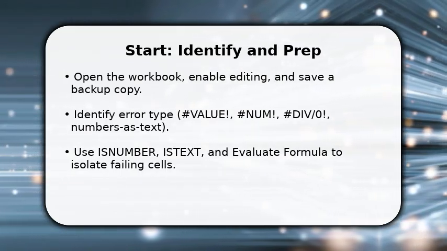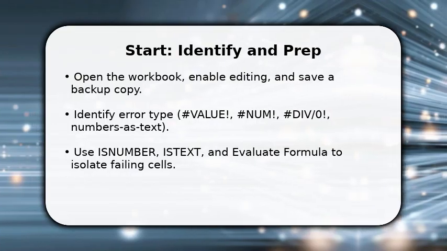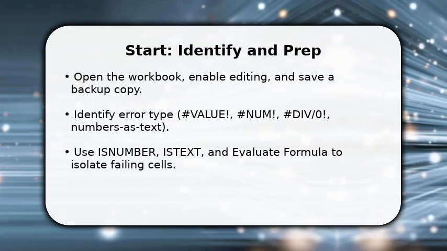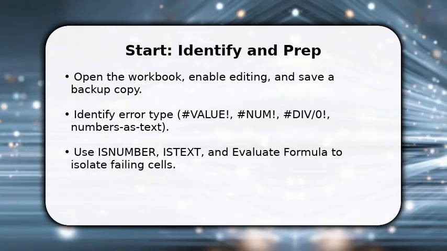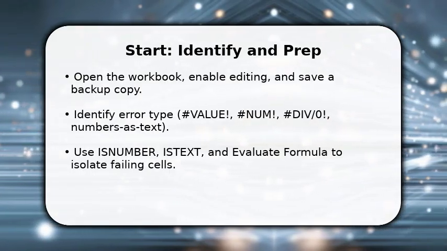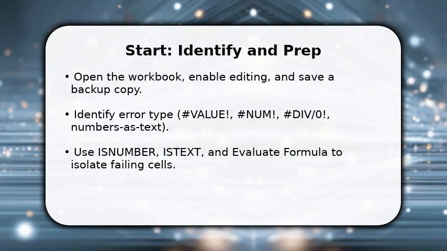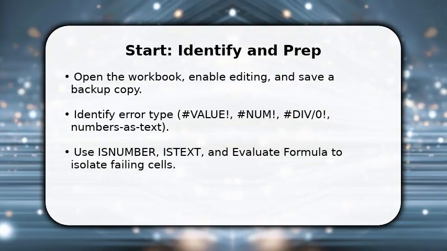You should use isNumber and isText in helper columns to mark bad cells and run evaluate formula on a problematic cell to watch each step. Make sure to note which ranges, formulas, or imports produce the incorrect numeric output before proceeding to bulk fixes.